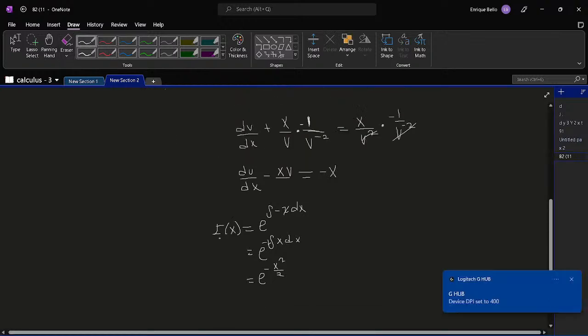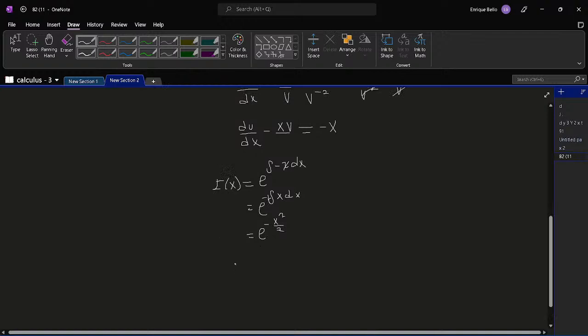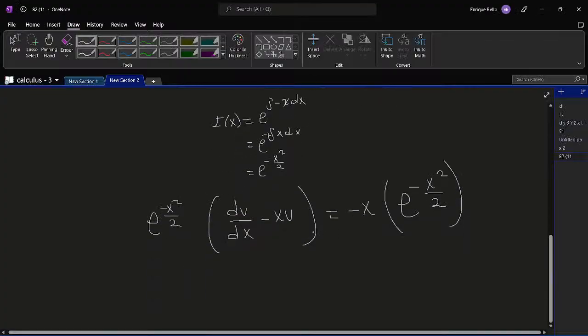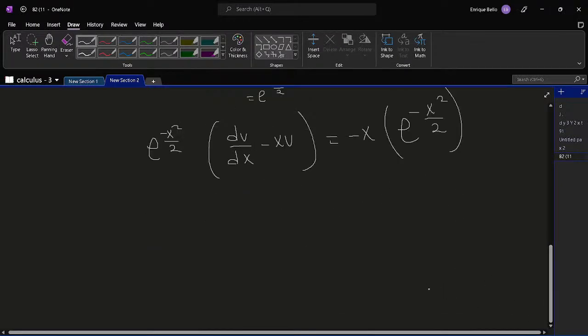So I have dv over dx minus xv equal to, times e to the minus x squared over 2. Then the other side is going to be minus x times e to the minus x squared over 2. Let's try to solve it.